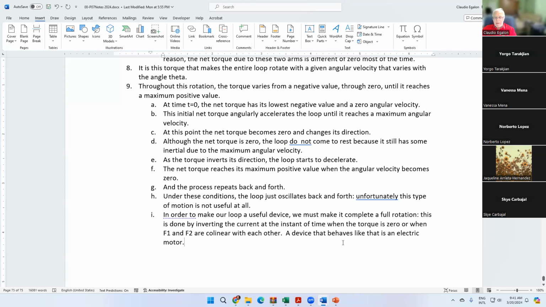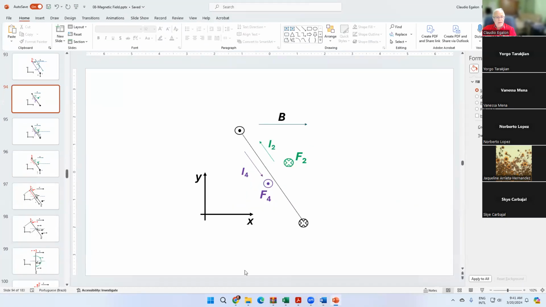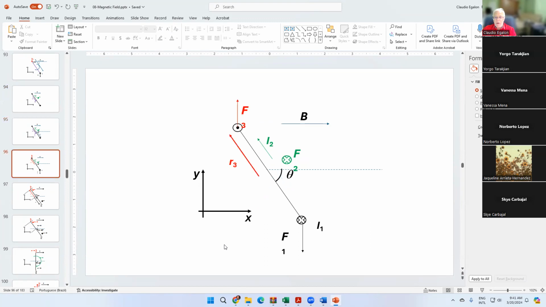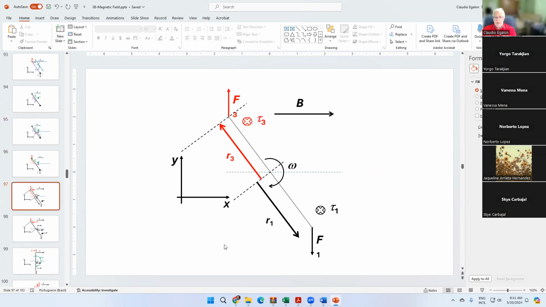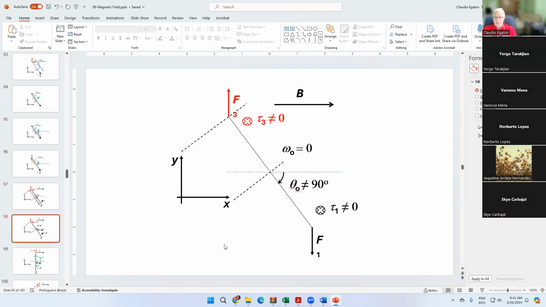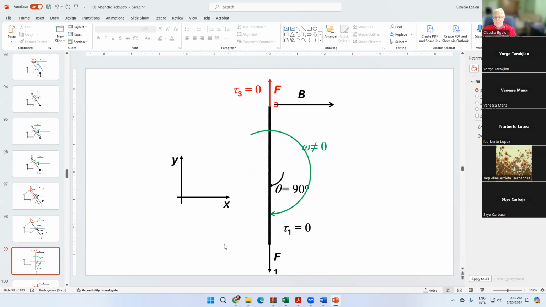And that's what we have for this story here. There are more. Here's the rotation, right? At this point in time, the two forces F1 and F3 are collinear with each other. Consequently, there is no torque whatsoever. You see tau equals 0 here.